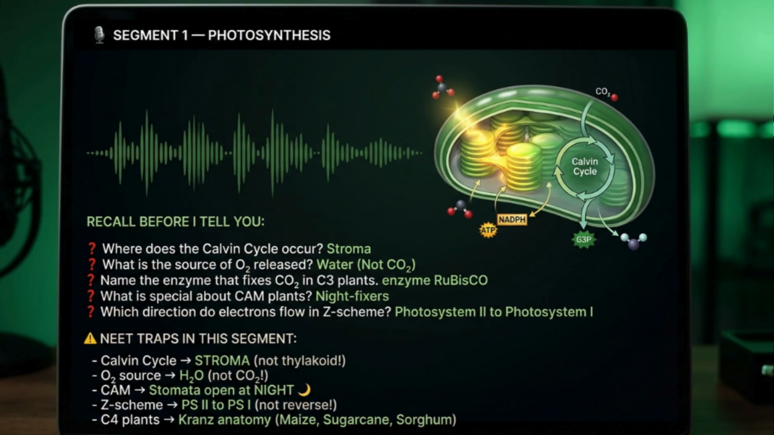Now let's talk pathways. There are 3 photosynthetic pathways you must know, C3, C4, and CAM. C3 plants, like rice, wheat, and most common plants, fix carbon dioxide directly in the mesophyll using the enzyme rubisco. The first stable product is a 3-carbon compound called 3-PGA. C3 plants are less efficient in hot, dry conditions because of photorespiration.